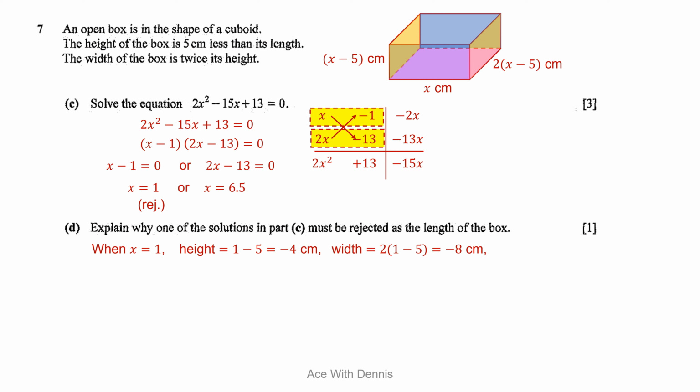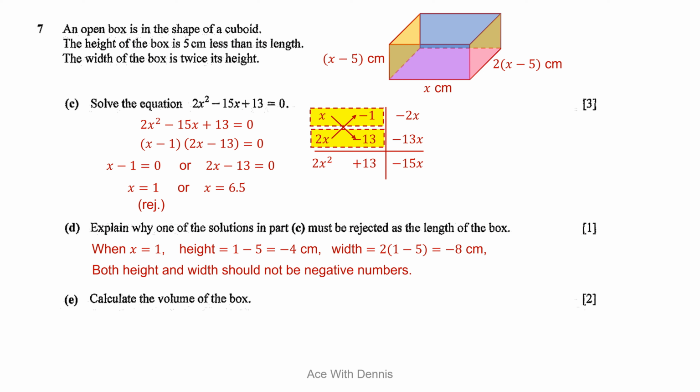So length in negative number does not make sense. So both height and width should not be negative numbers. Therefore, we reject the answer x equals to 1. Next, E. Calculate the volume of the box. 2 marks. So we know the length is 6.5 cm.